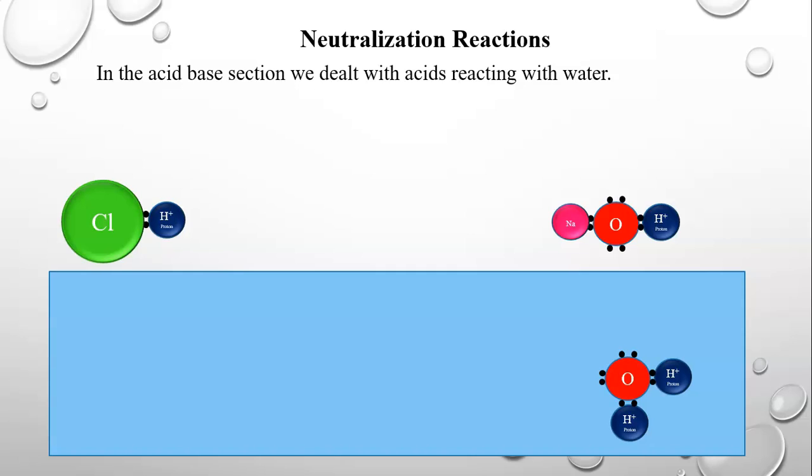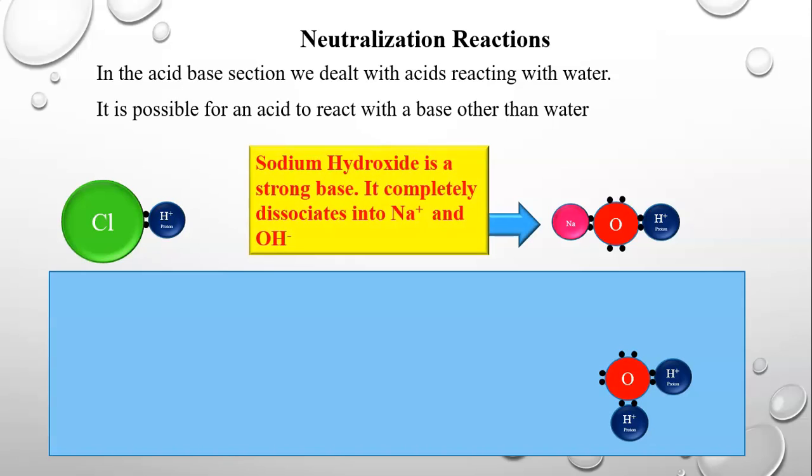Okay, in the acid-base section, we dealt with acids reacting with water. It is possible for an acid to react with a base other than water. So sodium hydroxide is a strong base. It completely dissociates into Na+ and OH- when it goes into water.